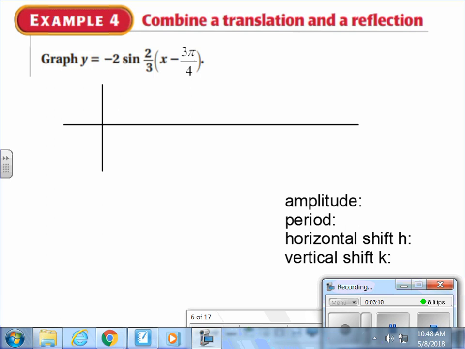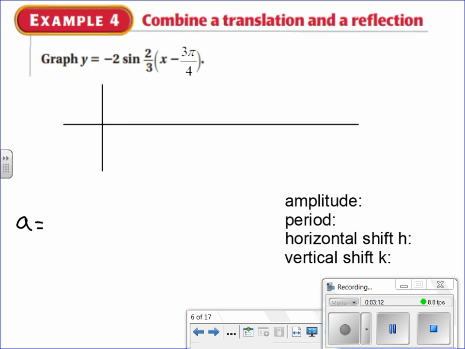I will give a ticket out if somebody can start me off and tell me what A and B are. Lexi. Right, and I'm just going to go with the positive 2 because amplitude, you can do the absolute value there. But yeah, she's right. A is negative 2, but that makes the amplitude 2. And then B, what did you say? 2/3? Perfect. And we're going to use Lexi's B value to help us with our period formula.